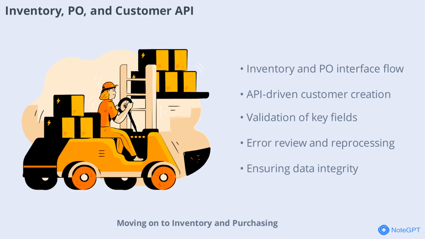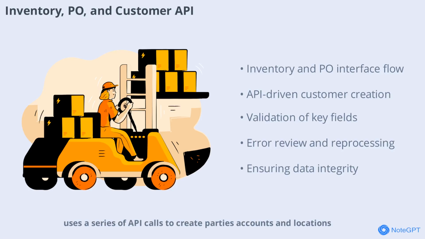Moving on to inventory and purchasing, Oracle provides open interfaces for loading transactions such as on-hand quantities and requisitions. Data is validated for organization codes, item numbers, and UOM codes before being processed by concurrent programs. For PO requisition import, the system checks for valid transaction sources, destination types, and currency codes.